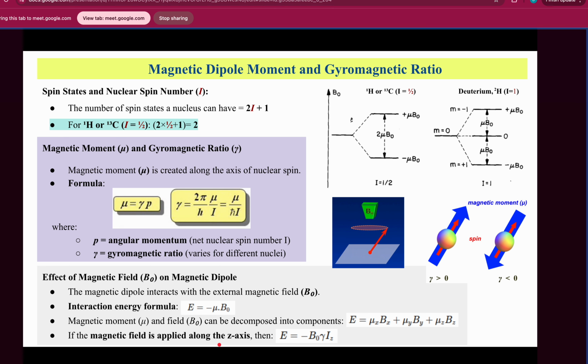So if the magnetic field is applied only along the z-axis, the x and y components become equal to 0. So the net value will be E equals minus B naught gamma Iz. We are changing the value of mu: B is constant, and instead of writing mu, we are writing gamma P. P is the angular momentum, which equals the net nuclear spin I. Iz means the nuclear spin towards the Z direction, and gamma is the gyromagnetic ratio. So this is how we find the energy along the Z axis when the magnetic field is applied.